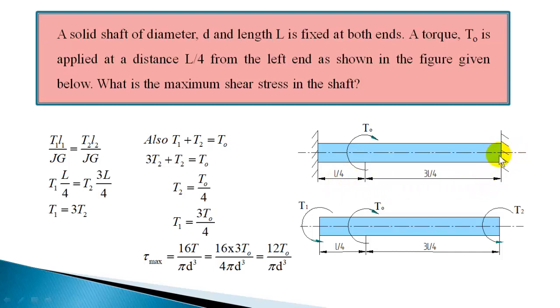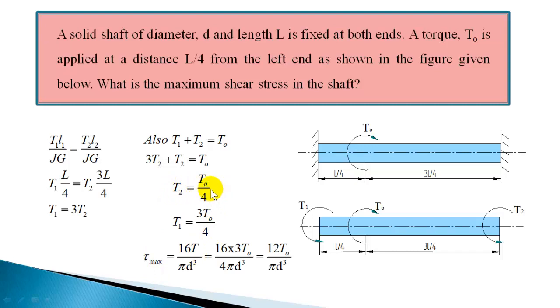So it is proportional to the distance between the point and the other support. Okay, so if you are finding out the reaction at this support, it's proportional to the distance between that point and the other support. So you got T1 and T2.